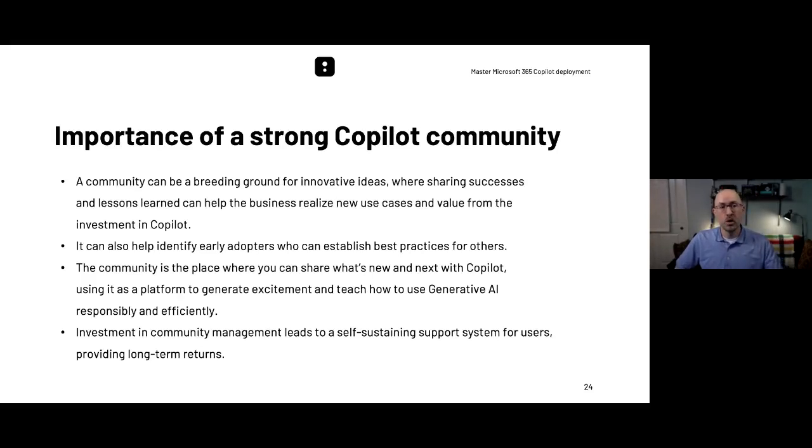But the community is where you start the what's next for Copilot and generate excitement and provide a place for people to teach and to test and to learn. If you put the engagement into your community, you're going to see a lot of fruit come from that labor later on.